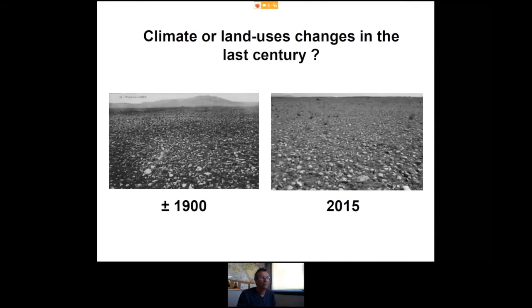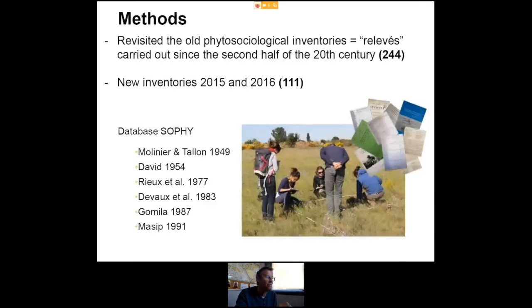And for that, we need to do more precise inventories and have access to former botanical inventories. And so we've got this possibility. So we decided, only in this typical steppe vegetation, to revisit the former or old phytosociological inventories, the relevés.